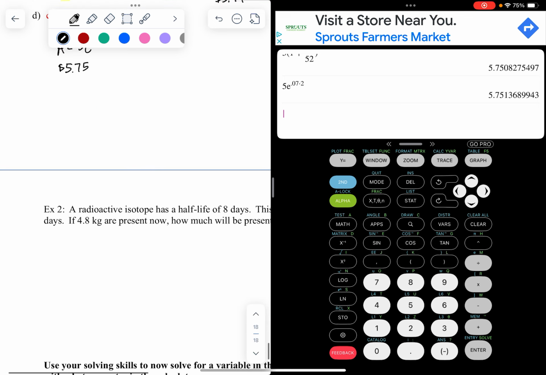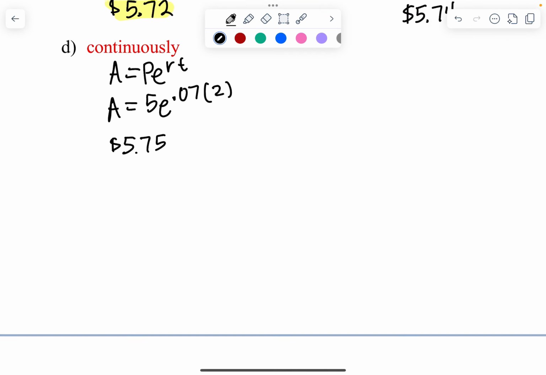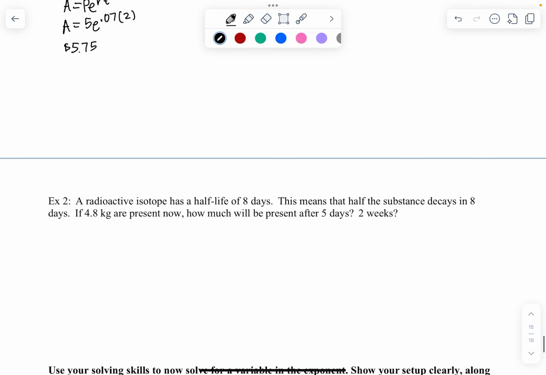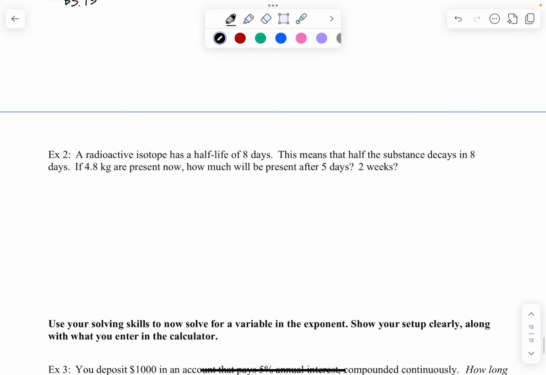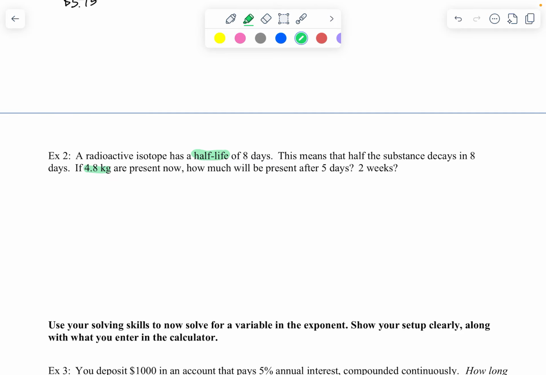Okay. And so for this next example, a radioactive isotope has a half-life. We know we're using the half-life formula of 8 days. This means that half the substance decays in 8 days, so half will be remaining after 8 days. If 4.8 kilograms are present now, how many will be present after 5 days? How many after 2 weeks?